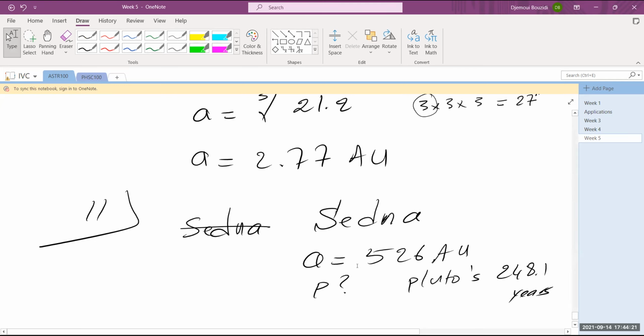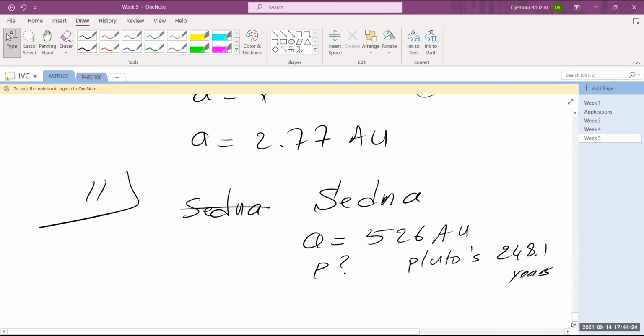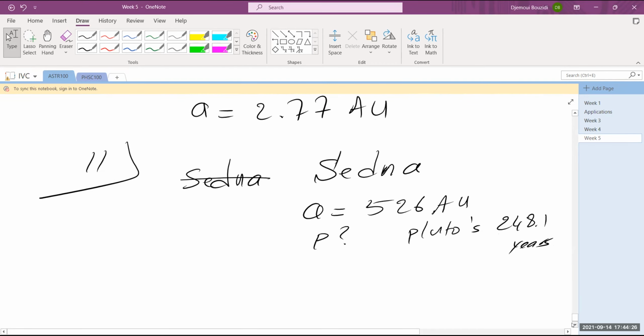So we need to find that of Sedna first and then compare it to that of Pluto. Well, I need to use Kepler's third law. It's the same law, the same thing that we used up there. Third law of Kepler.